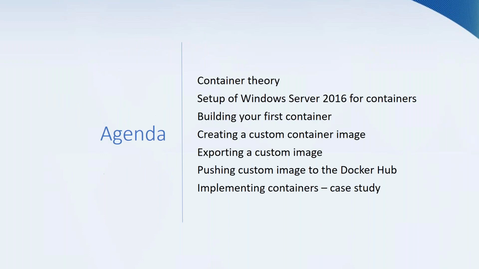So here's what we'll cover. We'll start off with a bit of container theory, so their definition, what they are, the different types available to us, how they compare to virtual machines, a bit of container networking, and then the pros and cons of the technology. Once we've got that, we'll go into building our first container. So setting up Windows Server 2016 with the Docker engine, and then pulling an image from the Docker hub. Then we'll run our first container, and then we'll look at building custom container images. Once we've got that, we'll then look at pushing and pulling from the Docker hub.